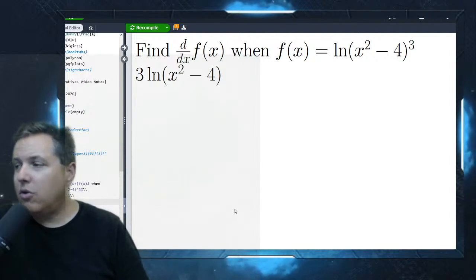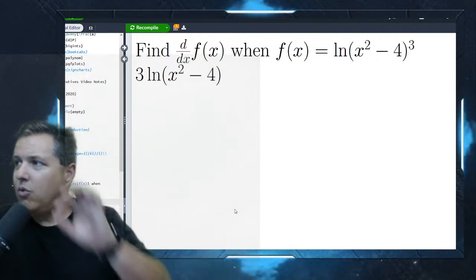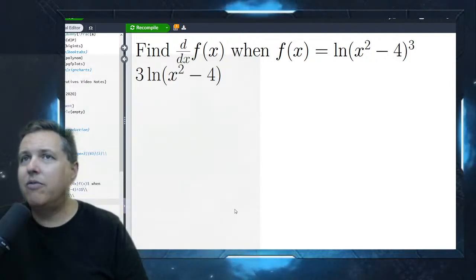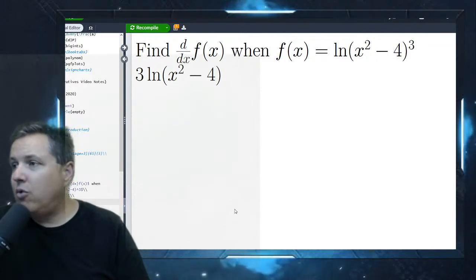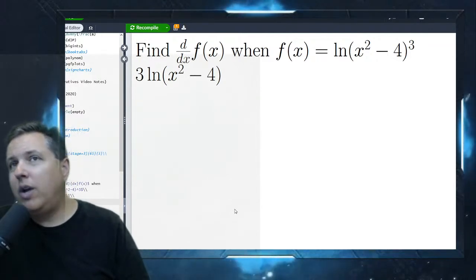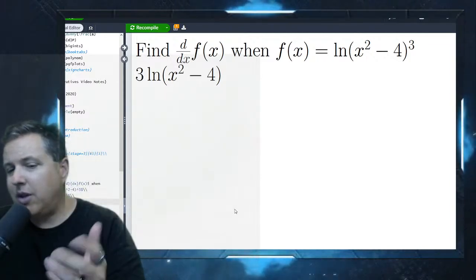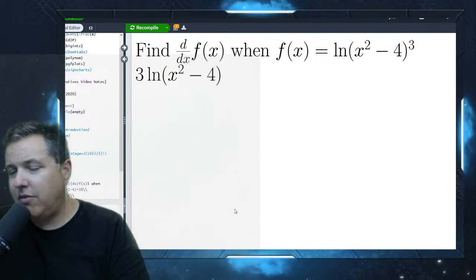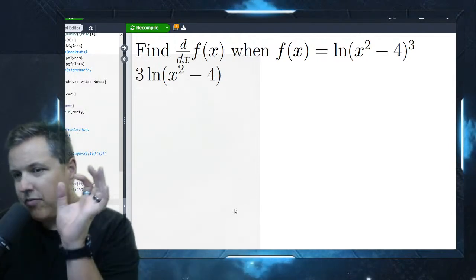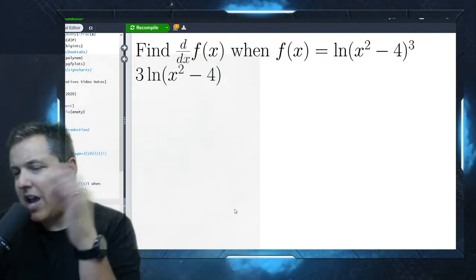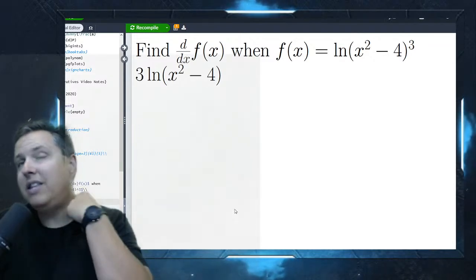Right, that's one of our log rules, the log property, the power rule. We can bring that exponent down in front. So remember also, when we go to take the derivative, we can ignore that constant that's out in front. It's the same thing when we take the derivative of a polynomial term. We get to ignore the coefficient and just multiply it in the end.